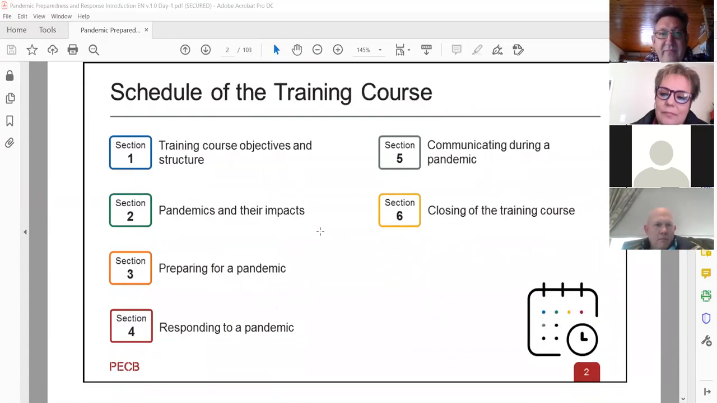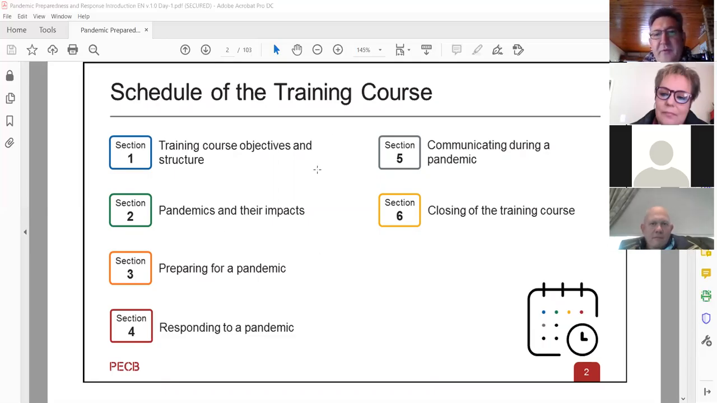Paul has already seen the PCB's training material, but Kobus hasn't. So for the sake of Kobus, I just want to make sure that you are getting the gist of how the PCB is actually developing the training material.